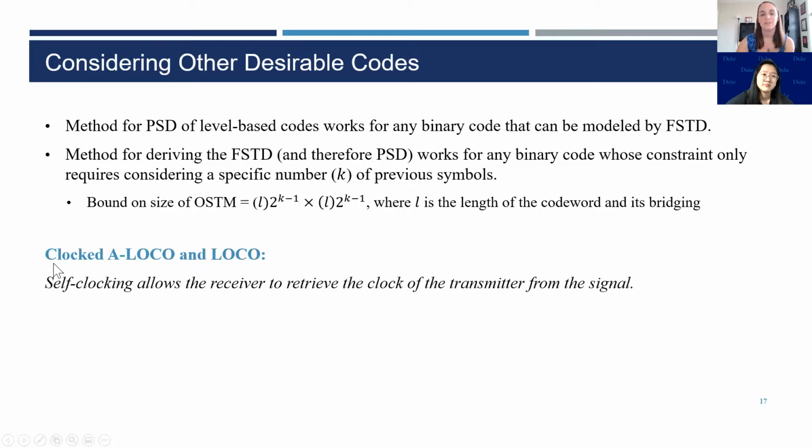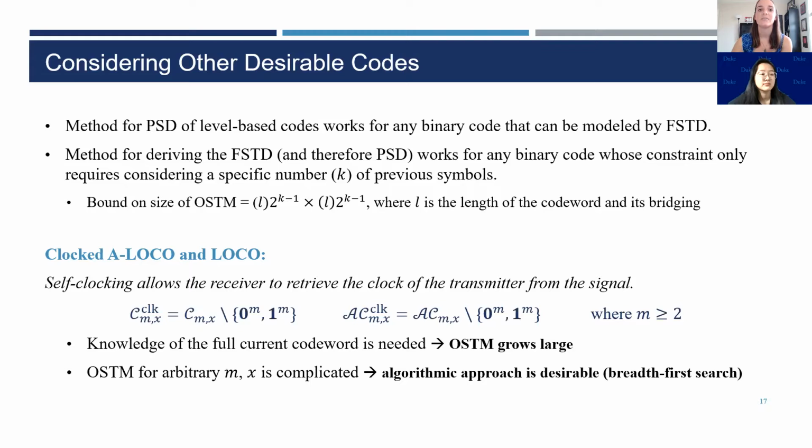We were also concerned about specifically clocked ALOCO and LOCO. These are essentially just ALOCO and LOCO codes that don't have the full 0 and full 1 code words in them. This allows the receiver to retrieve the clock of the transmitter from the signal, which is often useful in practical systems.